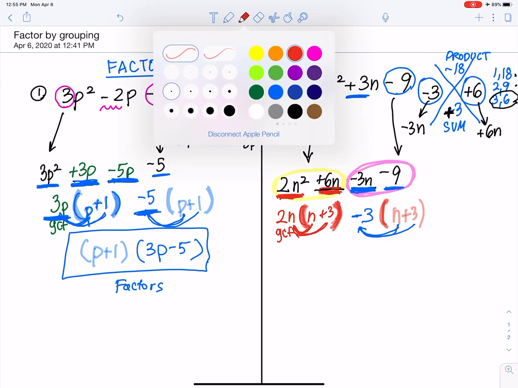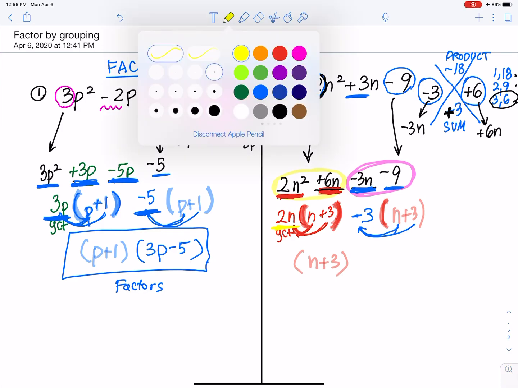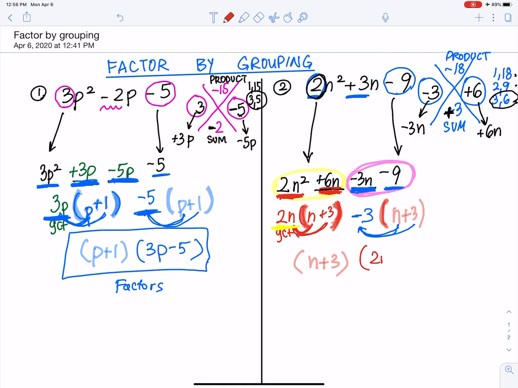So what is the group in this problem? It was n plus 3. Now n plus 3 was hanging out with 2 terms. Who was he hanging out with first? Well, he hung out with 2n. And who else did he hang out with? Well, he also hung out with minus 3. So n plus 3 is the group, and it hung out with 2 terms, 2n, and it also hung out with minus 3. So those are our 2 factors.